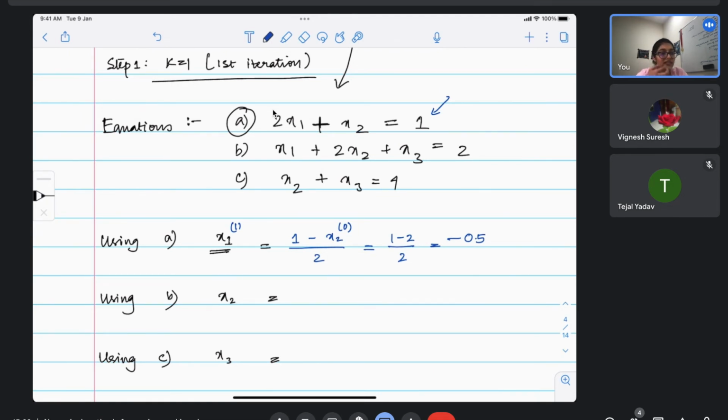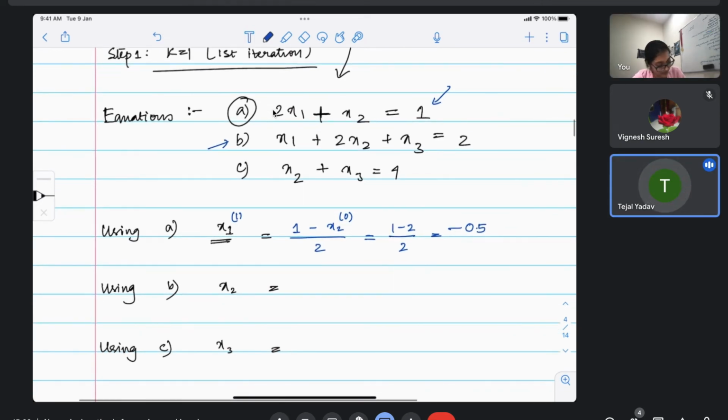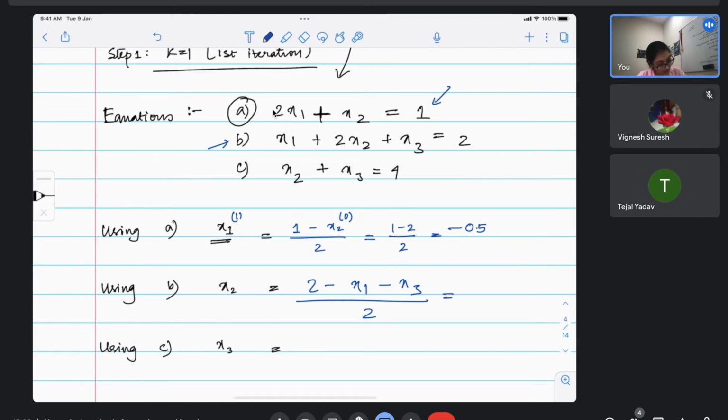Okay, so similarly, Tejal, can you unmute and tell me how will you rearrange and write x2 using the second equation B? Yes, ma'am. 2 minus x1 minus x3 divided by 2. Very good. 2 minus this divided by 2. Okay, so what will be the values?